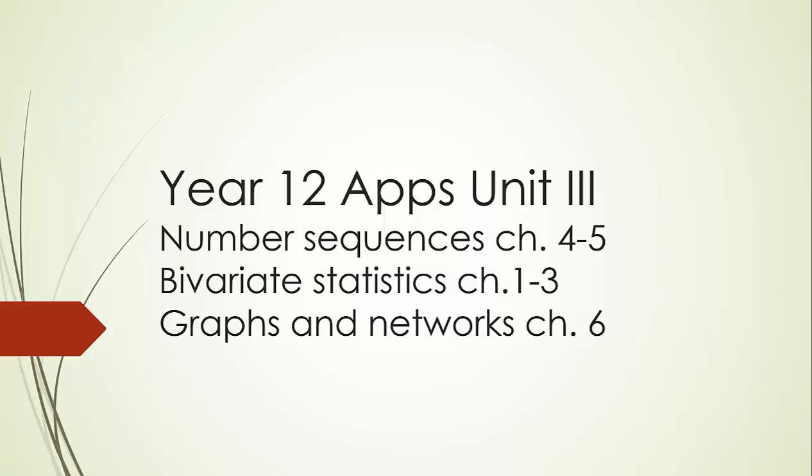Well, hello. As already flagged, we are starting Unit 3 with number sequences, Chapter 4 and 5. And then after about 5 weeks, we'll be moving on to bivariate statistics from Chapters 1 to 3, which will have the assignment attached to them. And then after that, we move on to graphs and networks in Chapter 6.